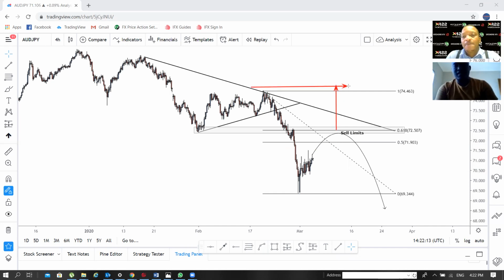You hide it about the high, right? Yeah, your safest stop loss will be up there. Let's just say from here, this is your sell limit. Your safest stop loss will be right there. So don't worry about how many pips you are risking, because you don't want to hide your stop loss here inside this.